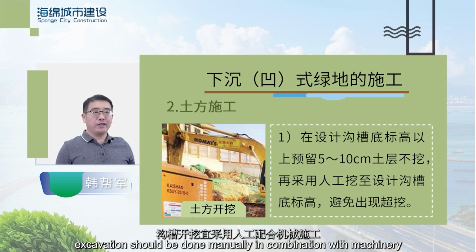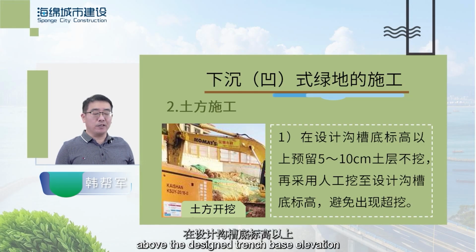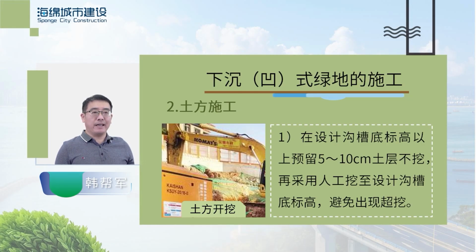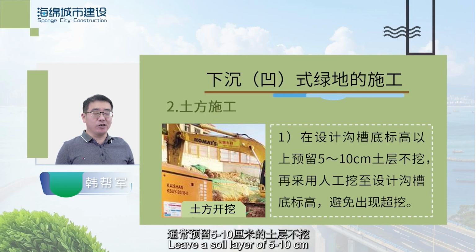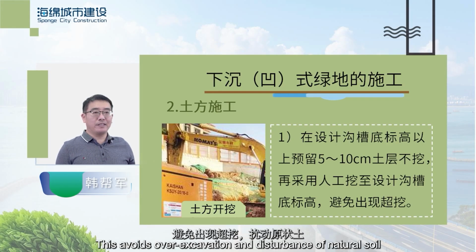Excavation should be done manually in combination with machinery. Above the design trench base elevation, leave a soil layer of 5 to 10 centimeters. Then use manual excavation to reach the designed trench depth. This avoids over-excavation and disturbance of natural soil.